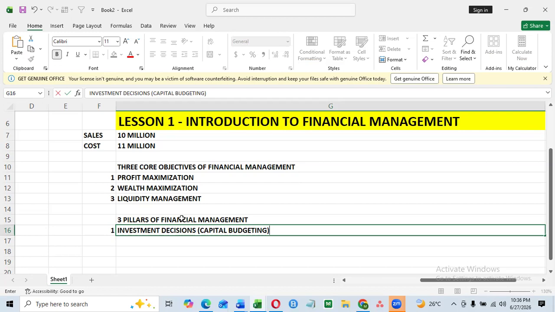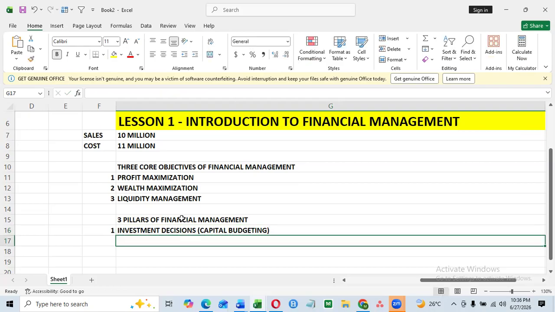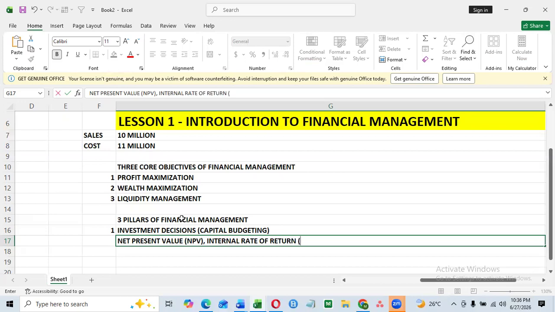Now, as far as investment decision is concerned, there are key tools we use. The key tools include the net present value, NPV. We also have another tool called the internal rate of return, that's IRR. So we are definitely going to cover this in detail in lesson 3.